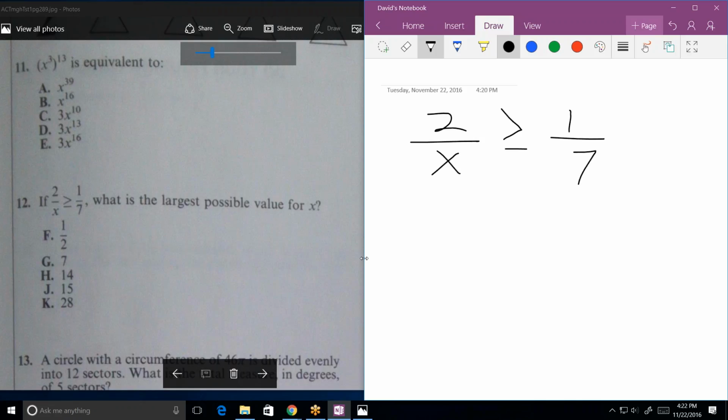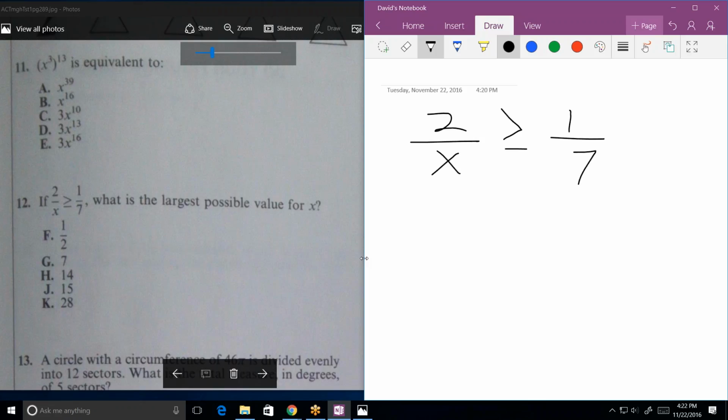Well, is G correct? 2 over 1/2 would... So 2 over 1/2. We've already figured out 14 works, and it wants the largest possible value for x if we've narrowed it down. Yeah, so 2 over 1/2 is 4 to 1/7, and then 2 over 7. Yeah, no, it has to be 1/2.